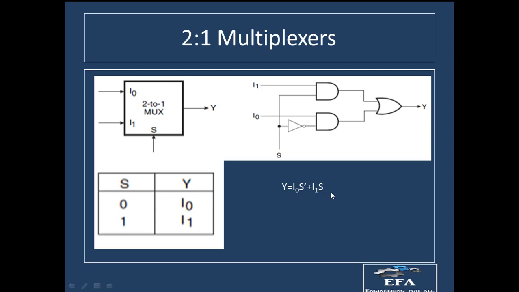So this is the circuit diagram. With the help of the logic gates we can make a 2 is to 1 multiplexer.